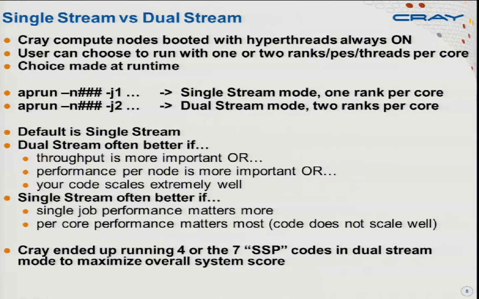Per core performance matters most. And another way of saying that is the code does not scale well. If you know your application scales to 1,000 cores, but it doesn't scale to 2,000 cores, and you're still waiting a long time for it to finish at 1,000 cores, well, really, you want those cores to run as fast as possible. Single stream might be the way to do it.